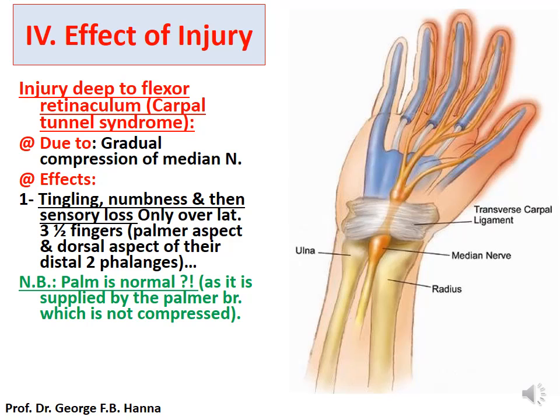Now, let us go to the effect of injury. The most common type of injury of the median nerve occurs deep to flexor retinaculum, a condition probably you heard about before. It's called carpal tunnel syndrome. Carpal tunnel syndrome, due to gradual compression of the median nerve as it passes deep to flexor retinaculum. It occurs in some obese females, around 40.